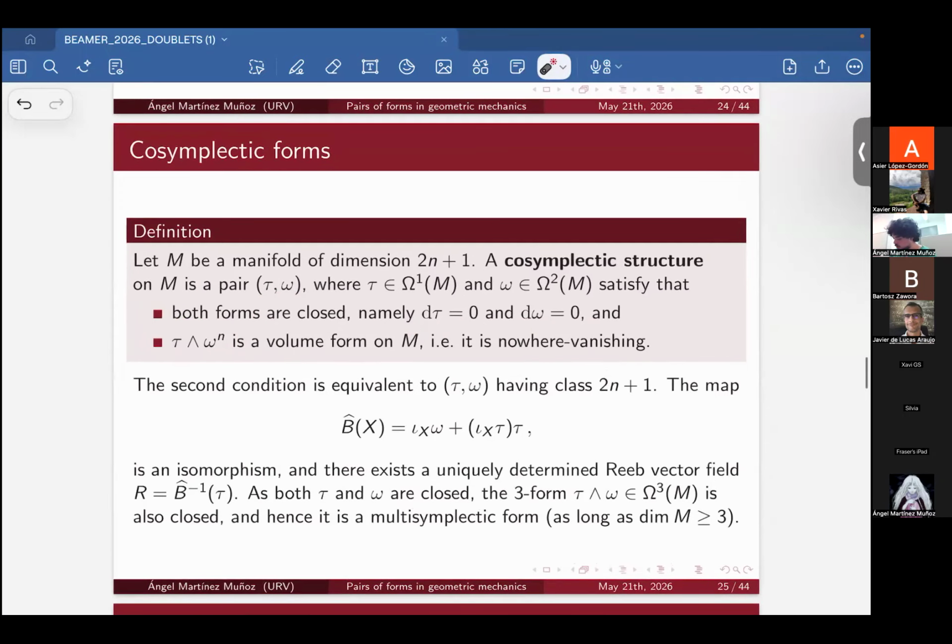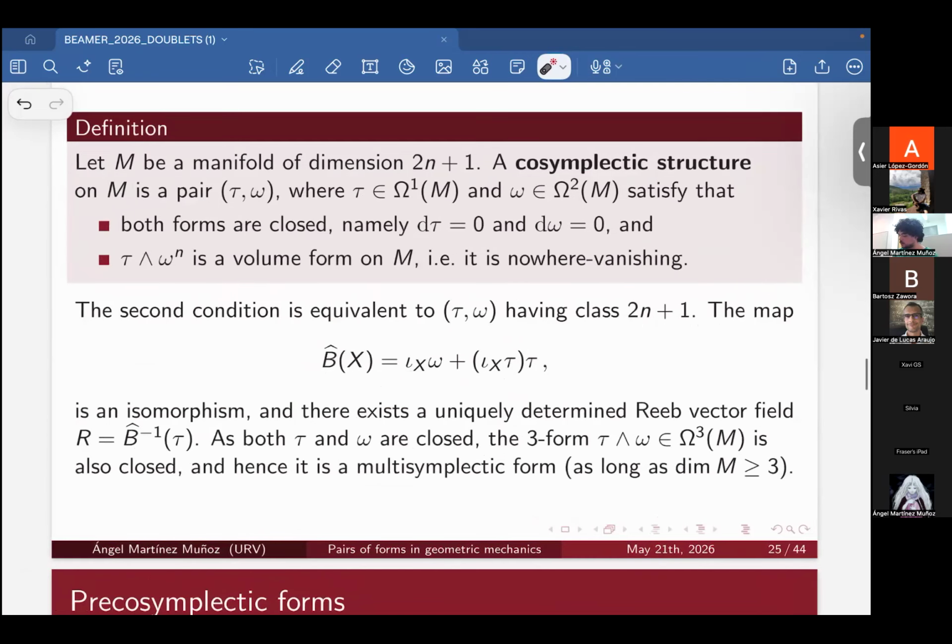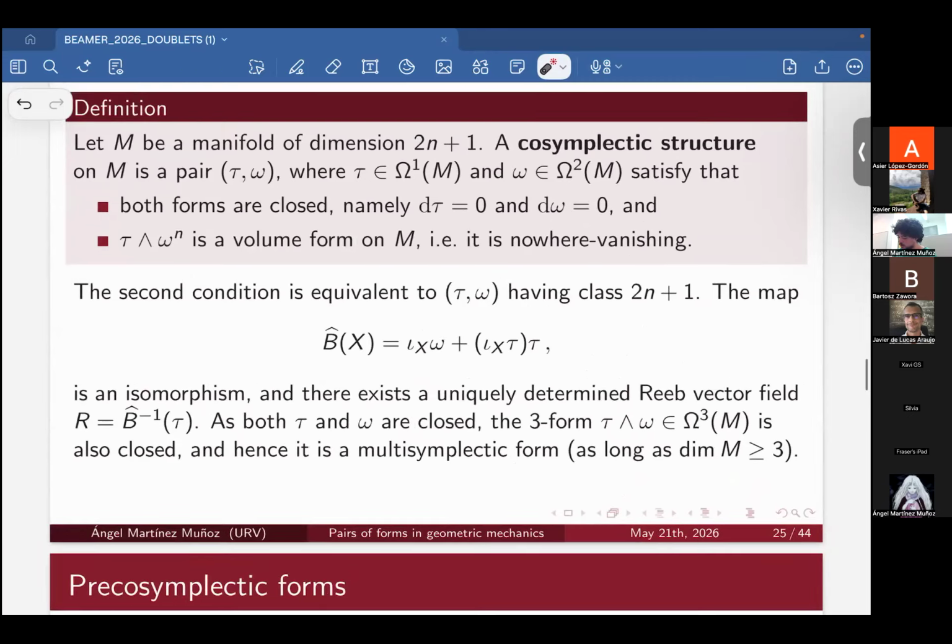By the algebraic conditions we saw, having this volume form is equivalent to this pair having odd class, as the class is equal to the dimension of the manifold, which must be odd. Again, because the class is equal to the dimension of the manifold, this two covariant tensor field is again an isomorphism, which is something you find in cosymplectic manifolds. And then, as you have an isomorphism and the class is odd, you have a unique Reeb vector.